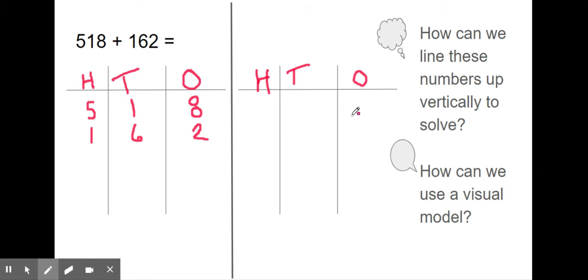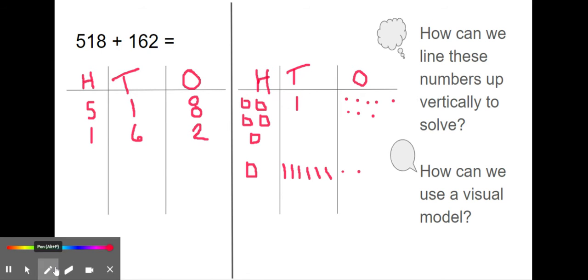Okay, now I'm going to draw my visual model. So 518 first, right? I have 5 hundreds, 2, 3, 4, 5. I have 1 ten and 8 ones. 2, 3, 4, 5, 6, 7, 8. Then for 162, I have 1 hundred, 6 tens, 2, 3, 4, 5, 6, and 2 ones.